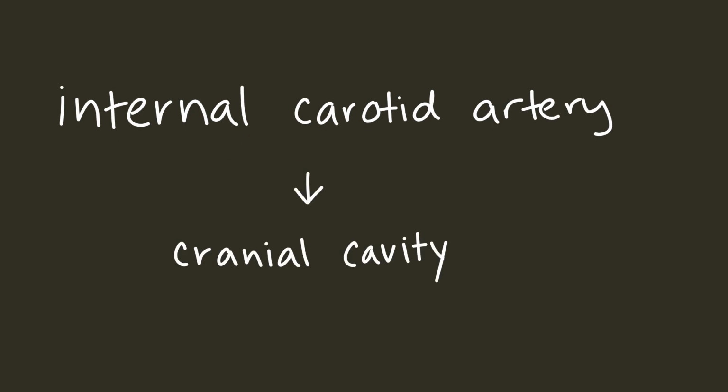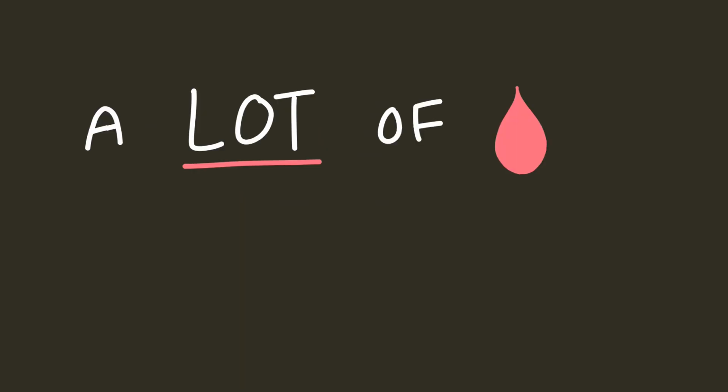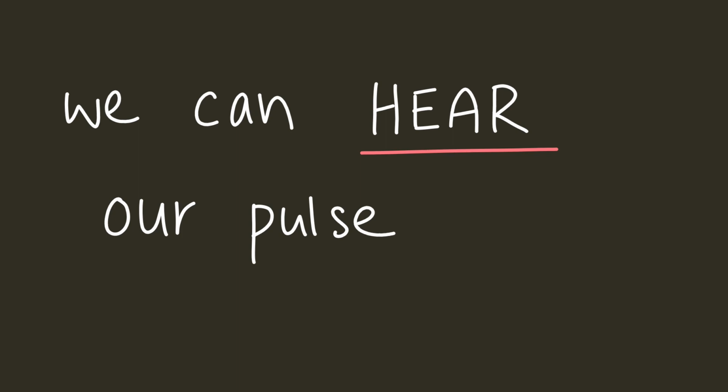Remember that this is happening on both sides of the head. Combined, our 2 internal carotid arteries are responsible for supplying blood to more than 80% of the brain. That's a lot of blood. And it's because of these major arteries and the fact that they're so closely positioned to our internal ear cavities that we're able to hear the lub dub of our pulse.